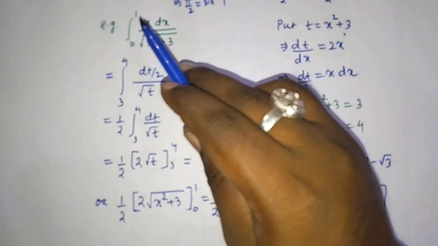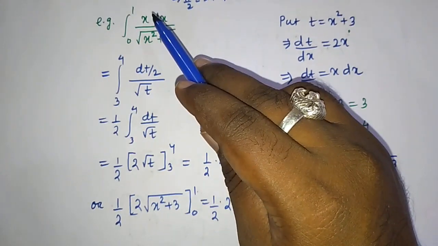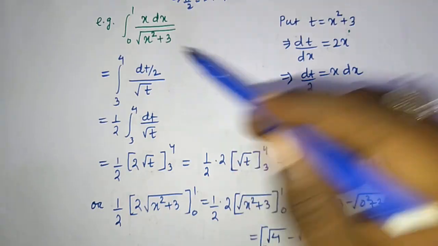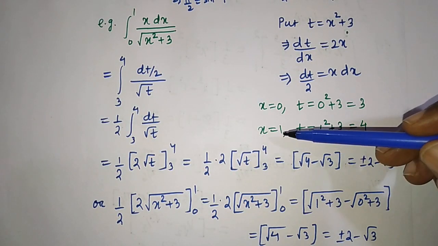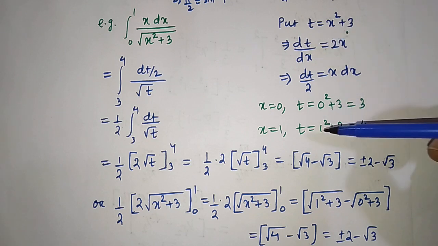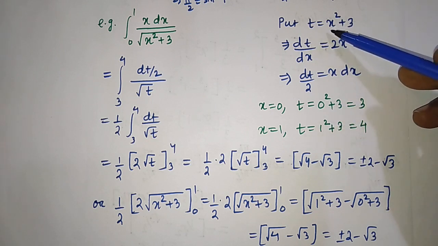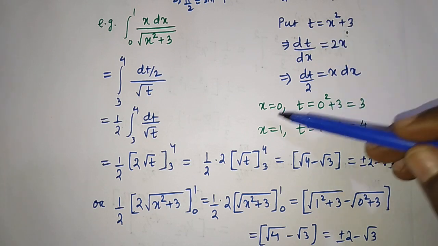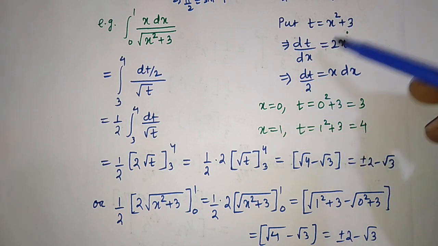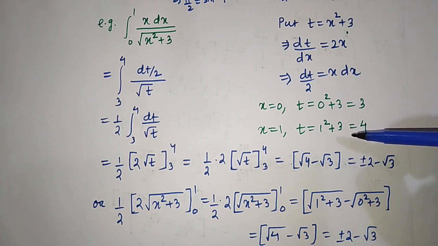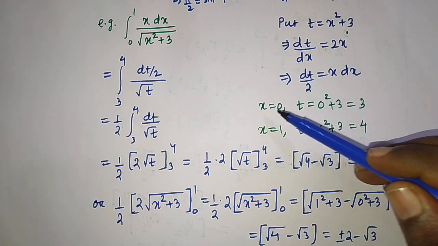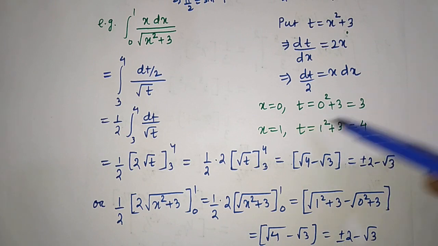Similarly, here the upper limit is 1 when the function is in the form of x. So put x equal to 1, then t equals 1 square plus 3. Here t is equal to x square plus 3, so when you put 1 in place of x, it becomes t equal to 1 square plus 3. 1 square plus 3 is equal to 4. So when x equal to 0, t equal to 3, and when x equal to 1, t equal to 4.